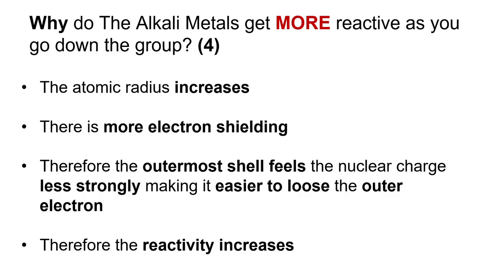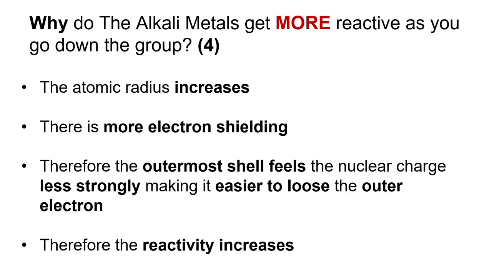Now, let's have a quick look here as to why the alkali metals get more reactive. And this is such a commonly asked question, you really need to know this. 1, the atomic radius increases. That's a fancy way of saying the atoms get bigger. 2, there is more electron shielding. Therefore, the outermost shell feels the nuclear charge less strongly, making it easier to lose the outer electron.